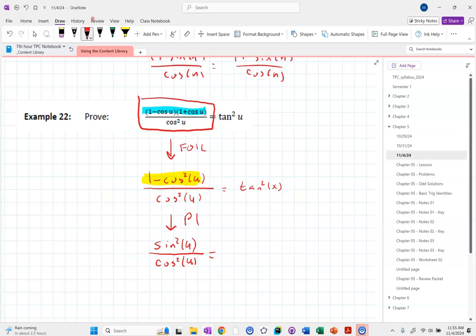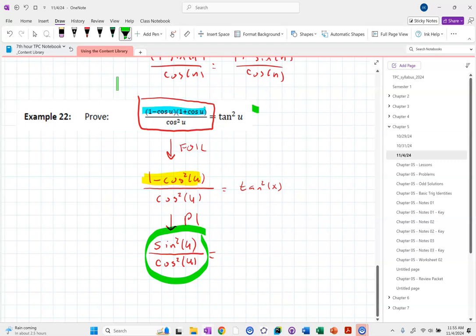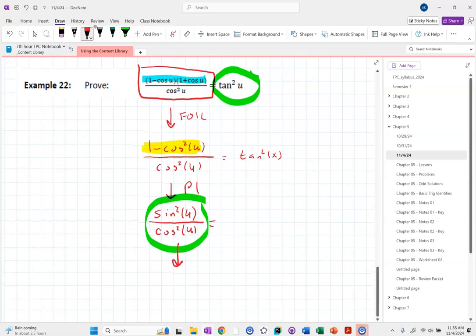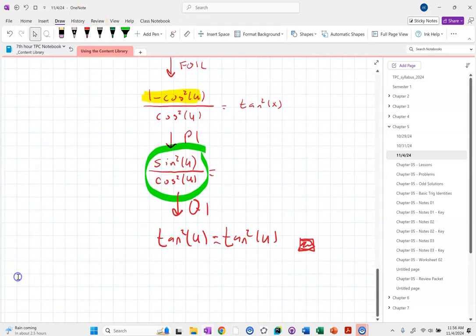What do you notice we can do here? Again, where are we trying to get to? Yeah, if I just apply Q1, that's going to give me exactly what I need, right? And I'm done. Oh, that wasn't so bad.